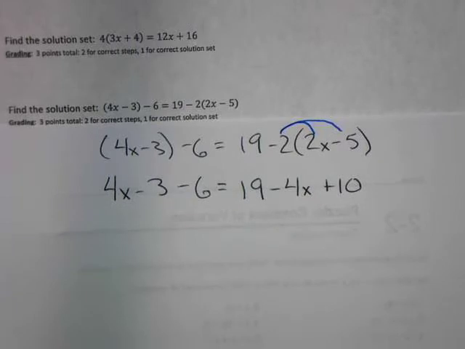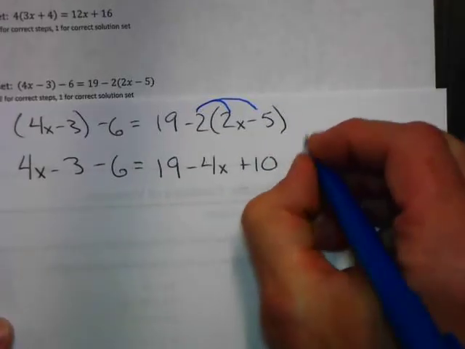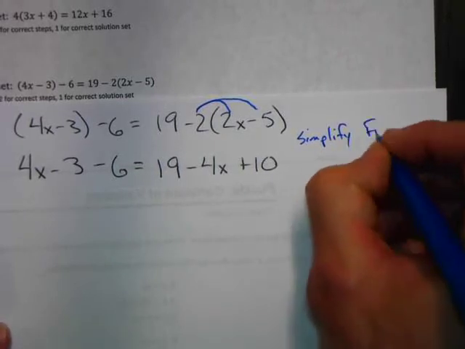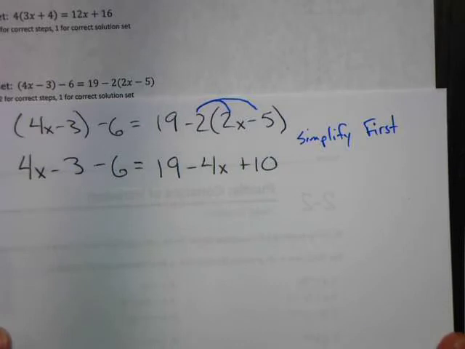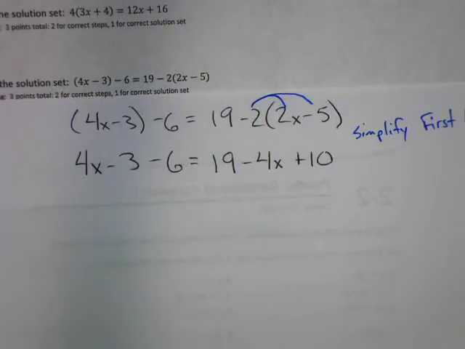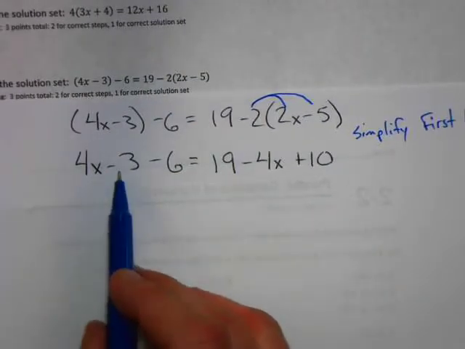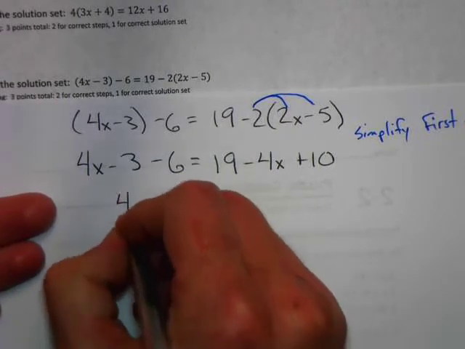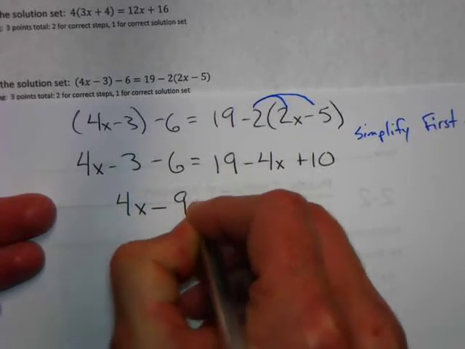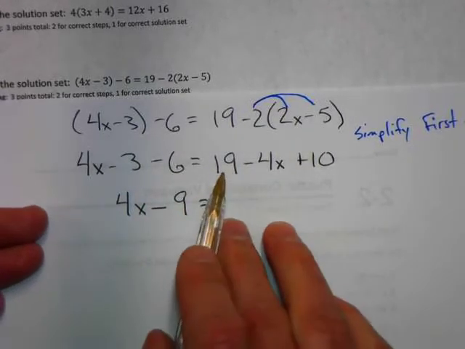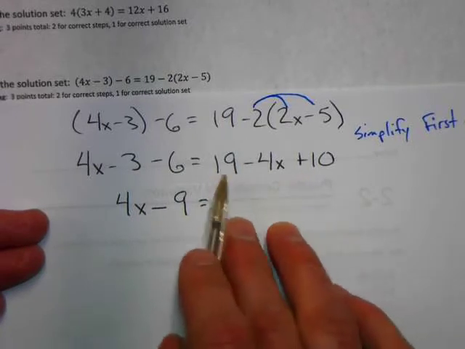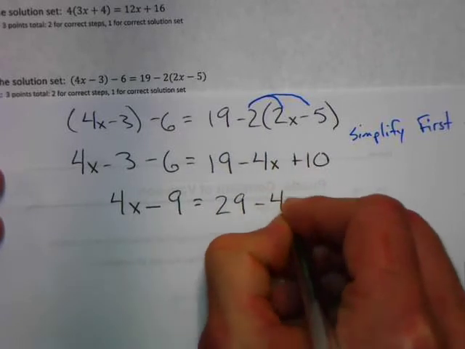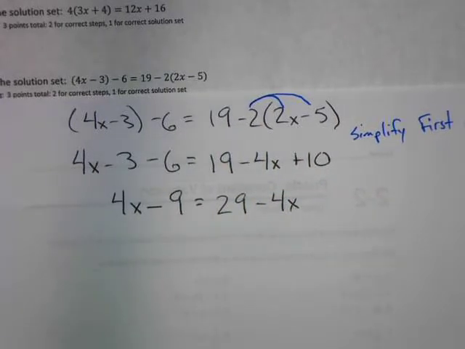So from here we have lots of choices. But remember, the note that I want to leave you with is that we must simplify first. It's going to make things simpler, right? That's why we call it simplifying. So we're going to simplify first. That means we can combine like terms. On the left-hand side, 4x minus 3 minus 6. Well, minus 3 minus 6, we can subtract that. That will give us minus 9. On the right-hand side, we have a 19 and a plus 10. And a 19 and a plus 10 is 29. So we have things that we can do.